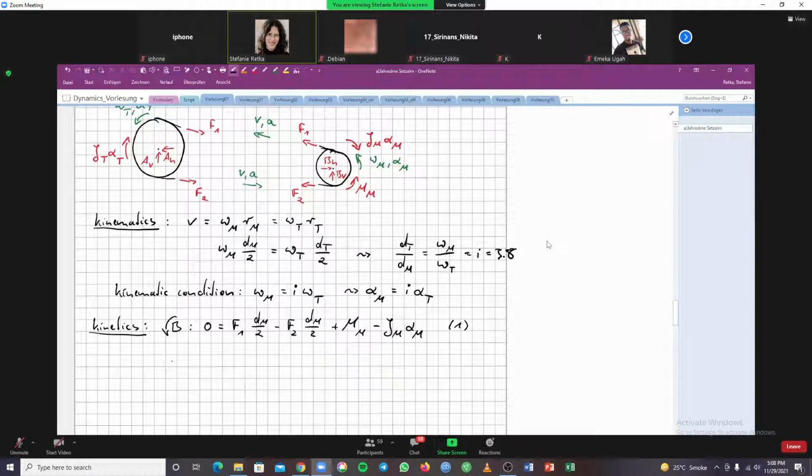And then for the second equation, I build the sum of all moments with respect to the support in A. 0 is equal to F2 dt over 2 minus F1 dt over 2 minus Jt alpha t. And that's equation number 2.